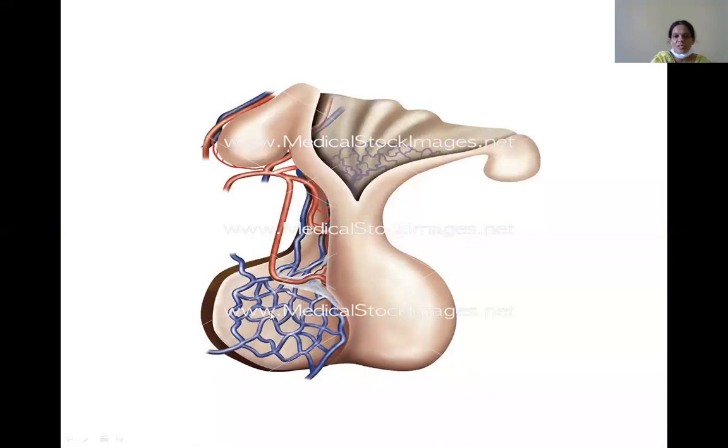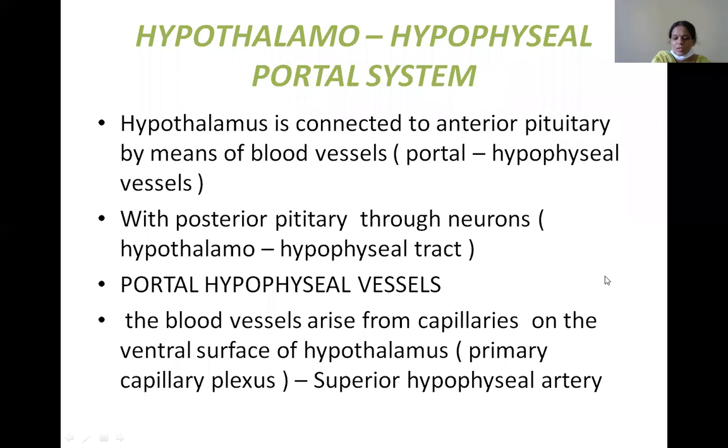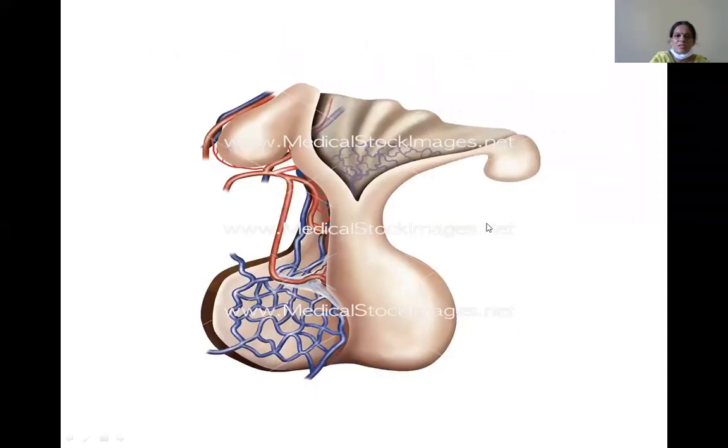Hypothalamo-hypophyseal. Hypophyseal is pituitary gland. So, the hypophyseal portal system. What is the importance of this hypothalamo-hypophyseal portal system? Major is here, this is a true portal system as it starts with capillaries and ends with capillaries without passing the heart. That is why this is one set of a true portal system.